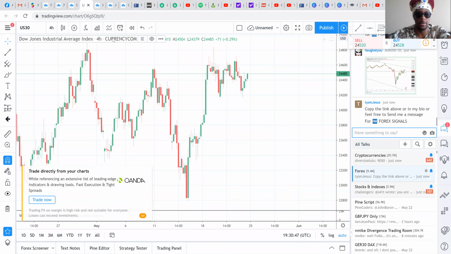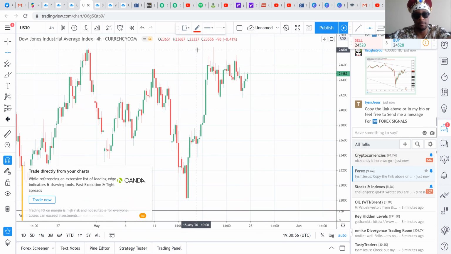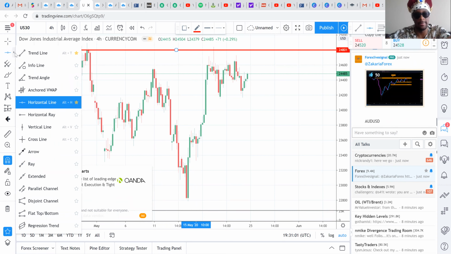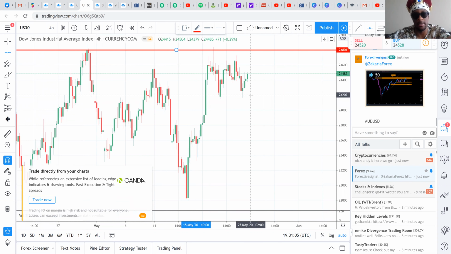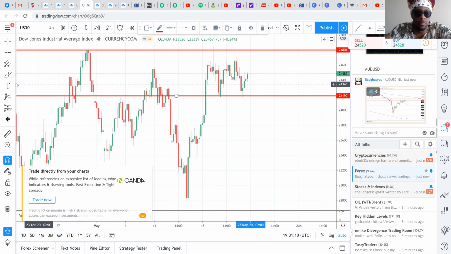So now the next pair, US 30. This pair is not for the weak. People blow accounts trading US 30. And this all depends on the economy, man, with these companies. This whole coronavirus is making this pair move up and down.